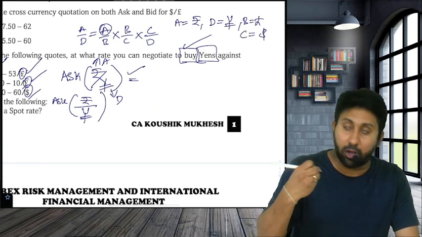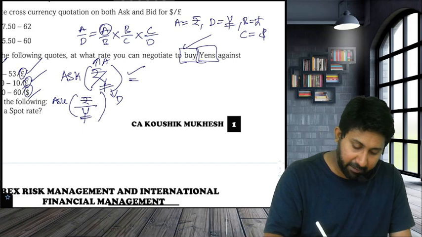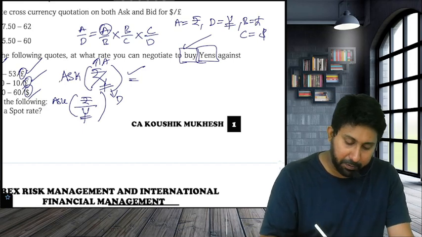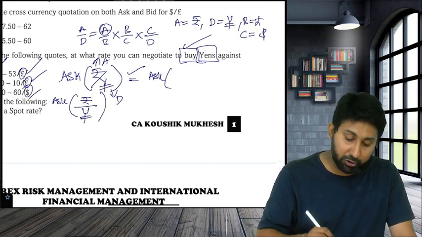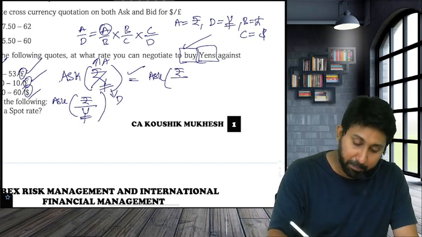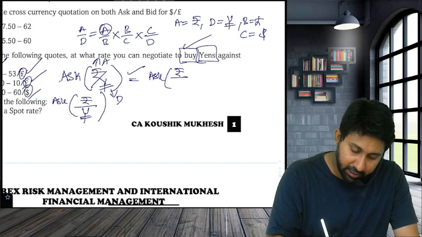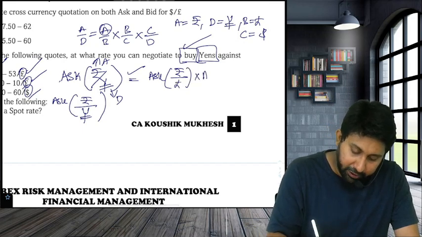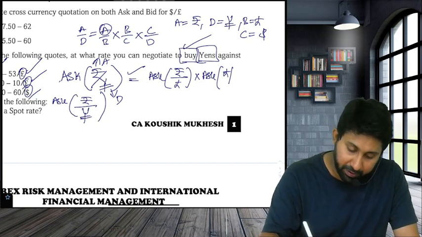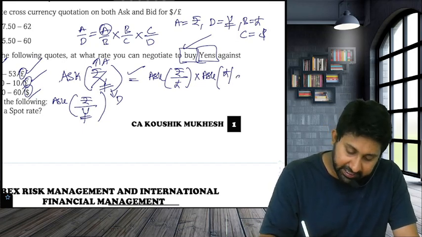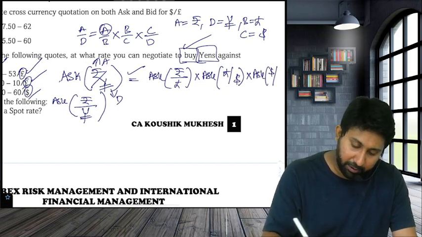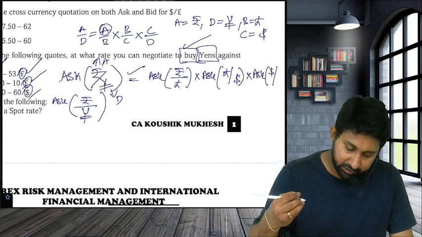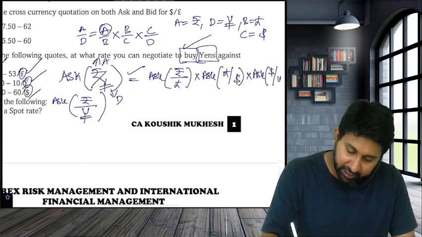C equal to dollar. Okay. So now what will happen? Ask of rupee by yen equal to, everyone note it. Ask of rupee by yen equal to ask of rupee by A by B, B means pound, into ask of pound by A by B into B by C, dollar into ask of dollar by C by D. What is D? Yens.